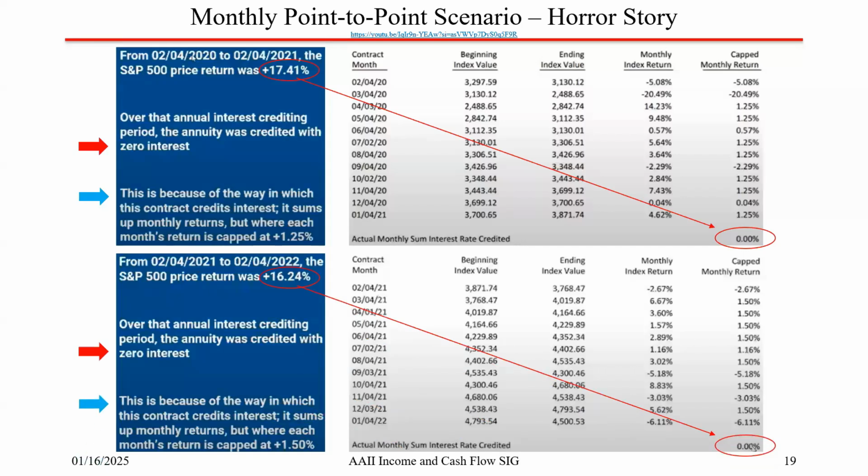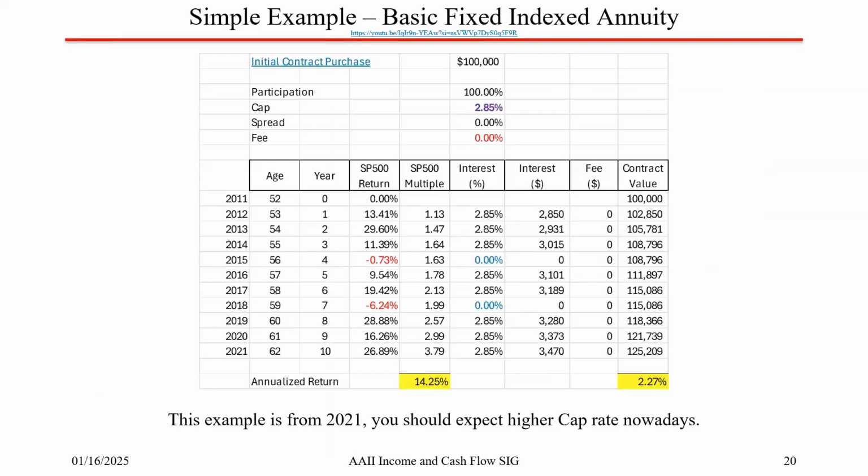So be careful on choosing these things. Okay, here is a spreadsheet explaining a simple example. I based it on this YouTube thing under the title. So you put in 100K, and your participation rate is 100%. You have a cap of 2.85%, and you have a spread of 0 and no fees.